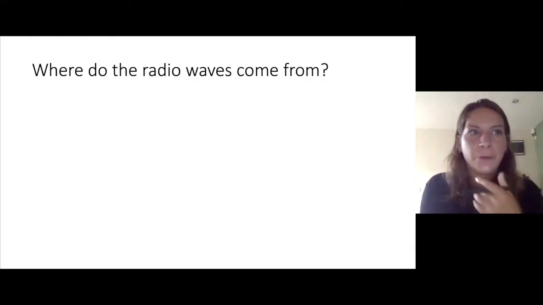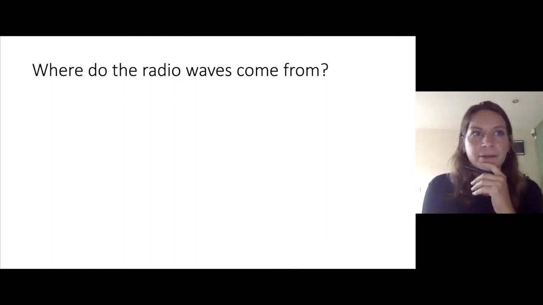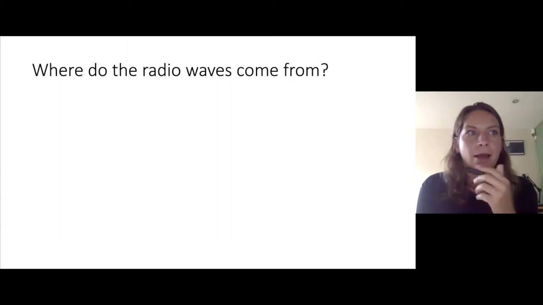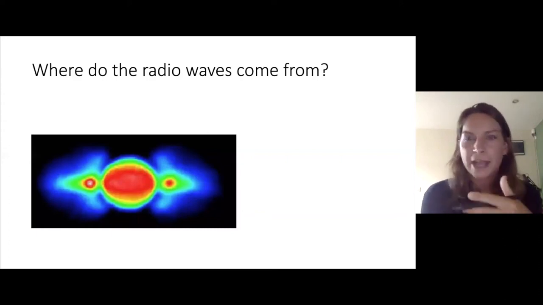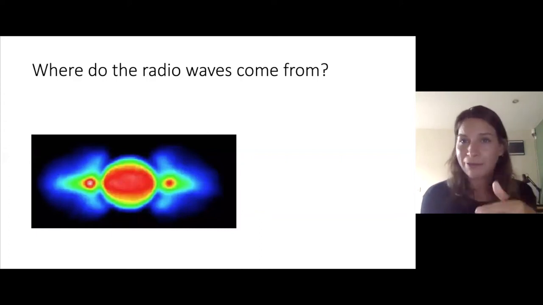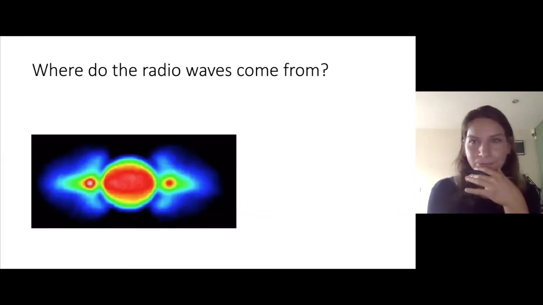So where do these radio waves that we want to detect come from, and how are they produced then? In order to answer this, I think we need to take a look at this object. So have a think about what object you think this is, and I'll give you a clue. It's a planet in our solar system.